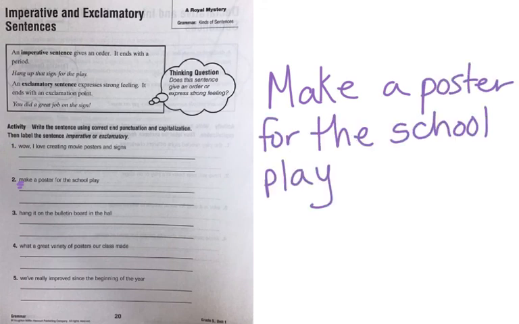And I need to figure out with make a poster for the school play, what type of sentence is it? Is it imperative? Is it giving an order? Is it giving a command, telling someone to do something? Make a poster for the school play. Well, it is. So that means this is an imperative sentence. And an imperative sentence ends with a period. And so the ending punctuation for this would be a period.